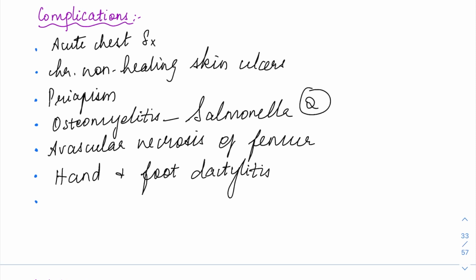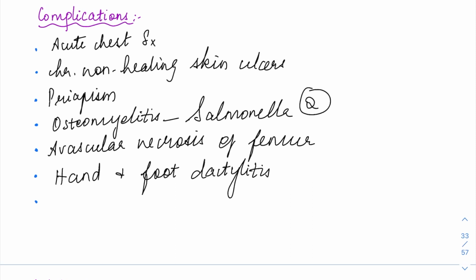So there is going to be avascular necrosis of the femur. Same thing for hand and foot dactylitis. The patient is going to complain of pain in the hand and foot, because the small arteries at the peripheries are going to be occluded. Then priapism also is the same thing. So continuously there is going to be priapism.